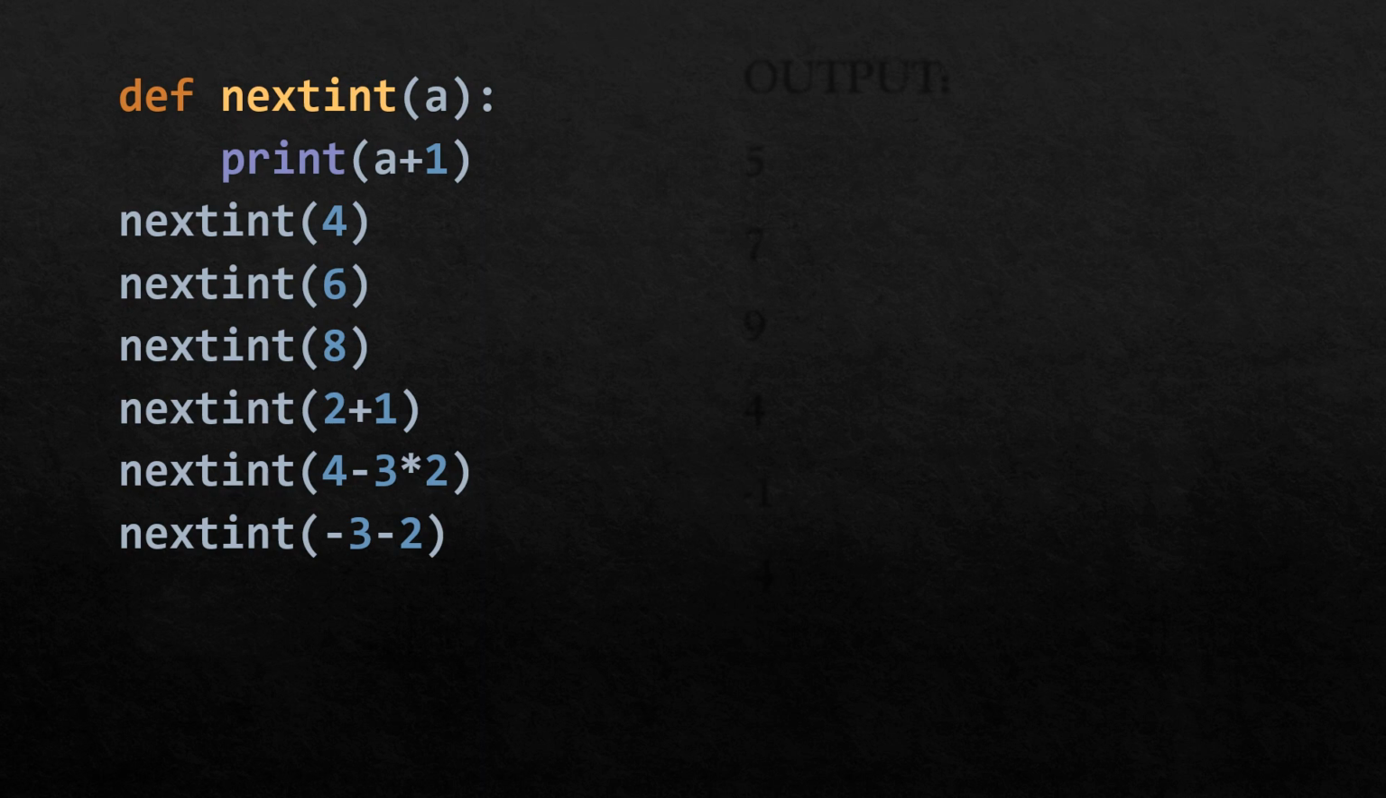I will call this function with all these different kinds of values: 4, 6, 8, 2 plus 1, 4 minus 3 into 2, minus 3 minus 2, like this. And you can see the corresponding output like this. The next integer for 4 is 5, for 6 is 7, for 8 is 9, like this.